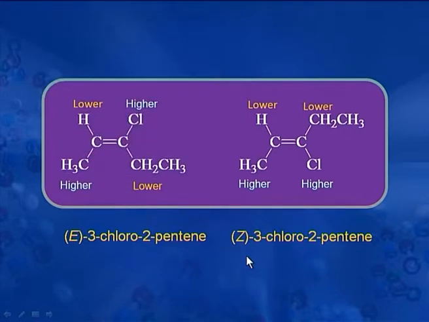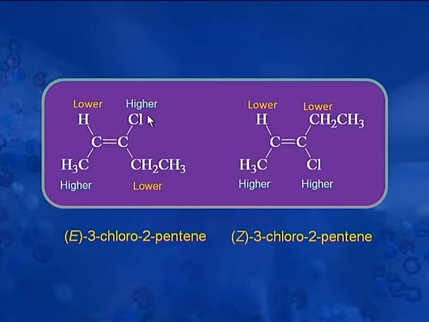Let us have another example. This is 3-chloro-2-pentene. In this case, again the two isomers are here, and we see that methyl gets the higher priority over hydrogen, because methyl group is attached to carbon and atomic number of carbon is more than that of hydrogen. On this side there is chlorine and ethyl group. The atomic number of chlorine is more than that of carbon. So, obviously chlorine gets the higher priority.